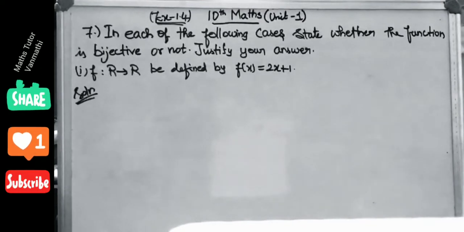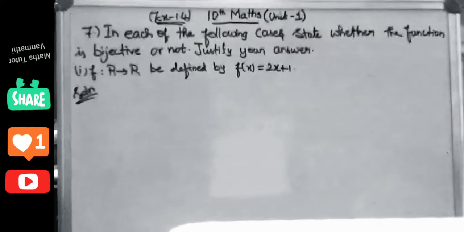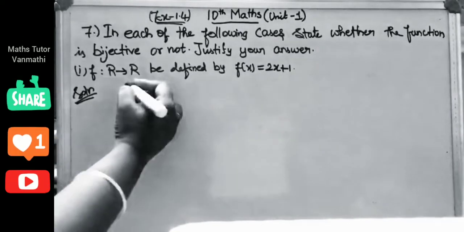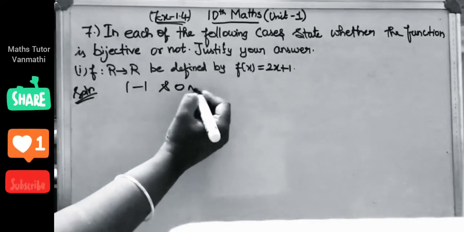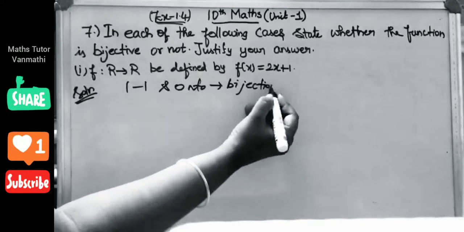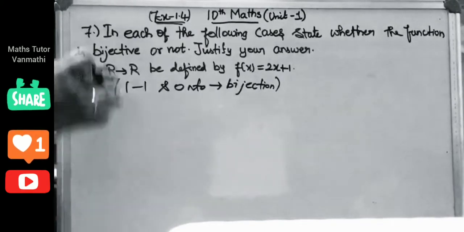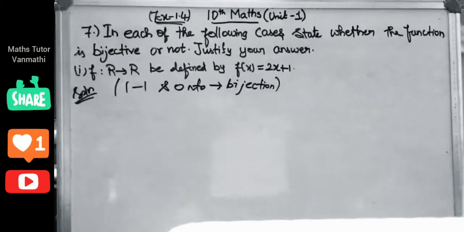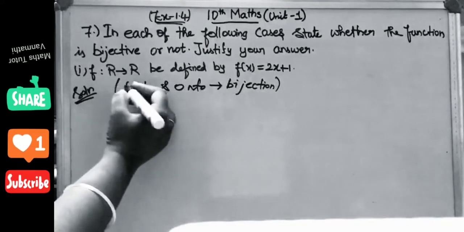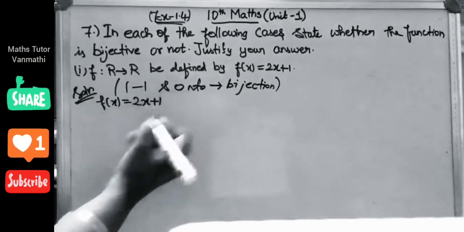For this condition we have to check whether this function f is bijective or not. Bijective is nothing but it should satisfy both one-to-one and onto. Then we can say it is a bijection. Already we have seen this in the definition part. Next we can go on to the solution. The given condition is f of x is equal to 2x plus 1.